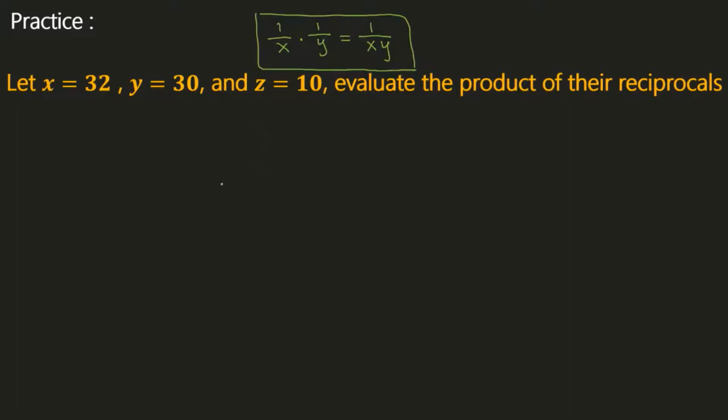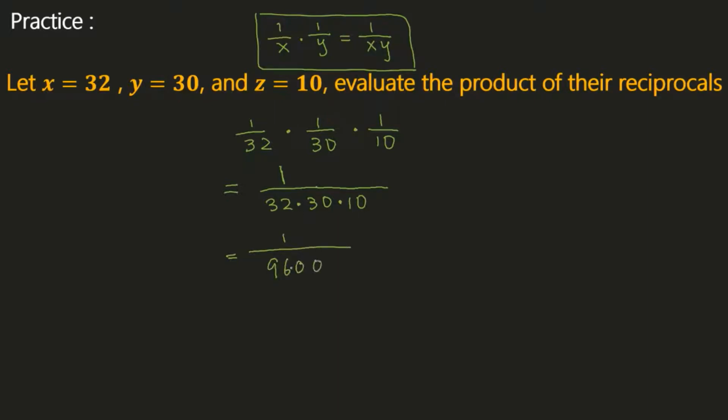So let's turn this into a math expression. So we first need to find out the reciprocal of each one. So the reciprocal of x becomes 1 over 32, reciprocal of y is 1 over 30, and reciprocal of z is 1 over 10. Okay, so this is the expression. Now we're going to use this to help us compute the problem. So this becomes 1 over 32 times 30 times 10. It's the product of all three numbers and the reciprocal of that. Okay. So this essentially gives us 1 over 960 times 10, which is 1 over 9,600.